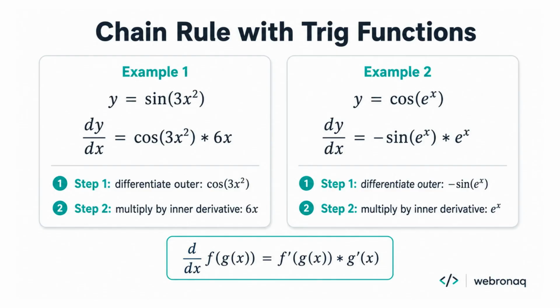The outer function is sine, so differentiating it gives cosine of 3x squared. The inner function is 3x squared, whose derivative is 6x. Multiply them together, and you get cosine of 3x squared times 6x. For y equals cosine of e to the x, the outer derivative gives negative sine of e to the x, and the inner derivative is e to the x. So the answer is negative sine of e to the x times e to the x. One clean pattern, applied twice. Next, we will see this same pattern, combined with the product rule and implicit differentiation.